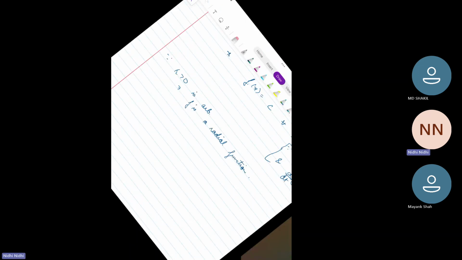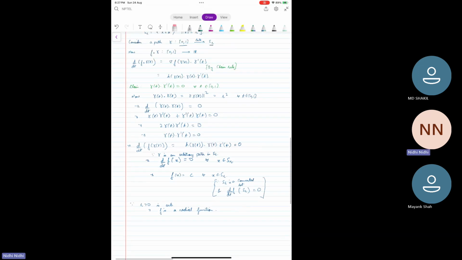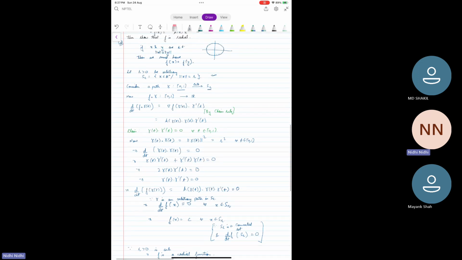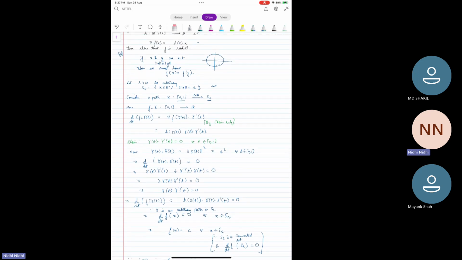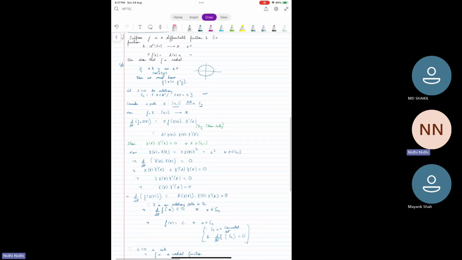In order to show that the function is radial, we started with a path on S_R, on the circle or the sphere, and using the given condition on the gradient, we have shown that the function remains constant on the circle, and hence the function is radial.